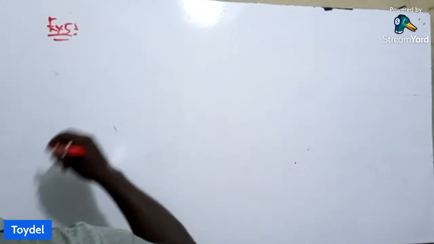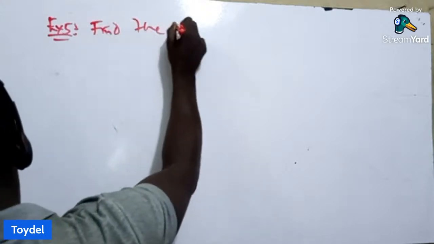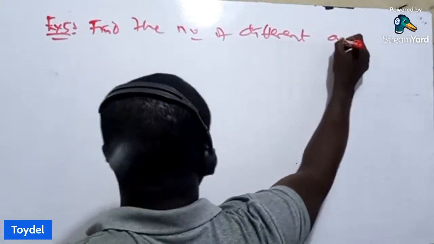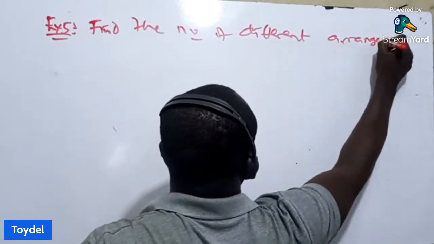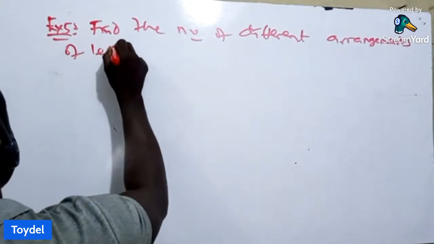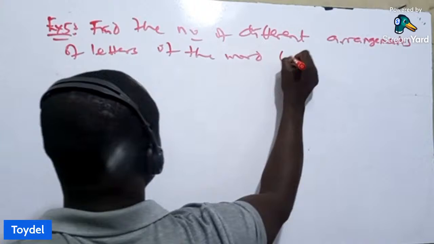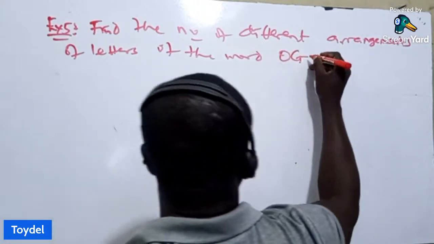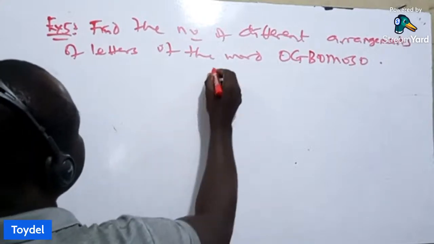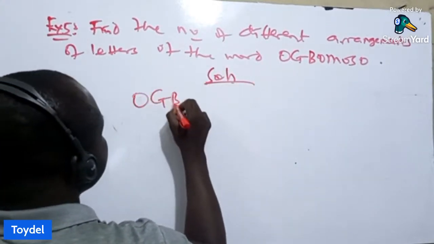In this, the question says, find the number of different arrangements of letters of the word Ogbomosho. That's the word. So in this word now we have Ogbomoso.